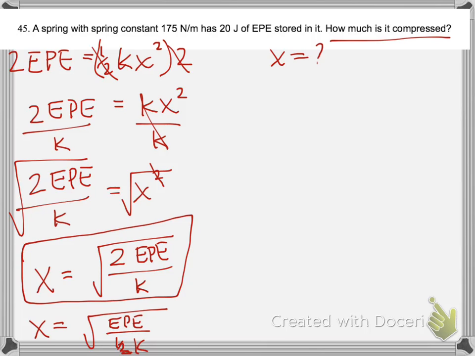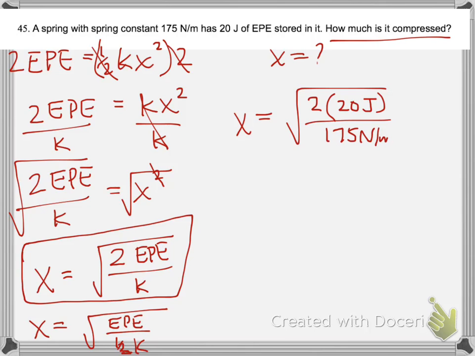When we then plug in our numbers to our equation, we'll have x equals the square root of 2 times your 20 joules divided by 175 Newton meters. And again, in simplifying, you need to make sure you're following your order of operations. So you'll do 2 times 20 divided by your 175, get the answer to that, and then take the square root, and you will come up with an answer of 0.47 meters.